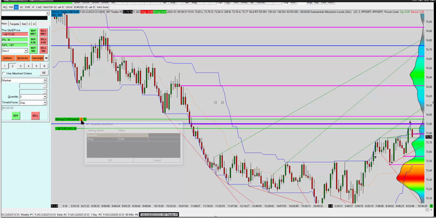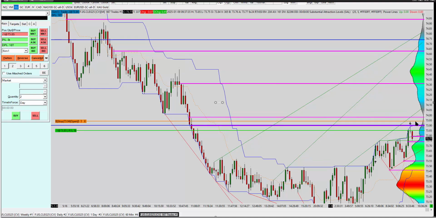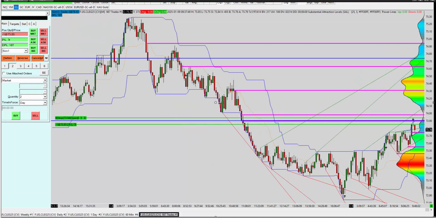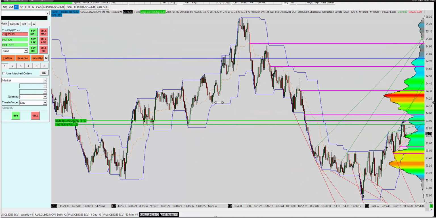So we got the first target here. Of course, this is a sim trade for education. We switched to one contract for a runner, and I think we grabbed 17 ticks on the runner as well. So it was a nice, I think 20, 30, whatever combined, scalp. Now let's switch to the NASDAQ.